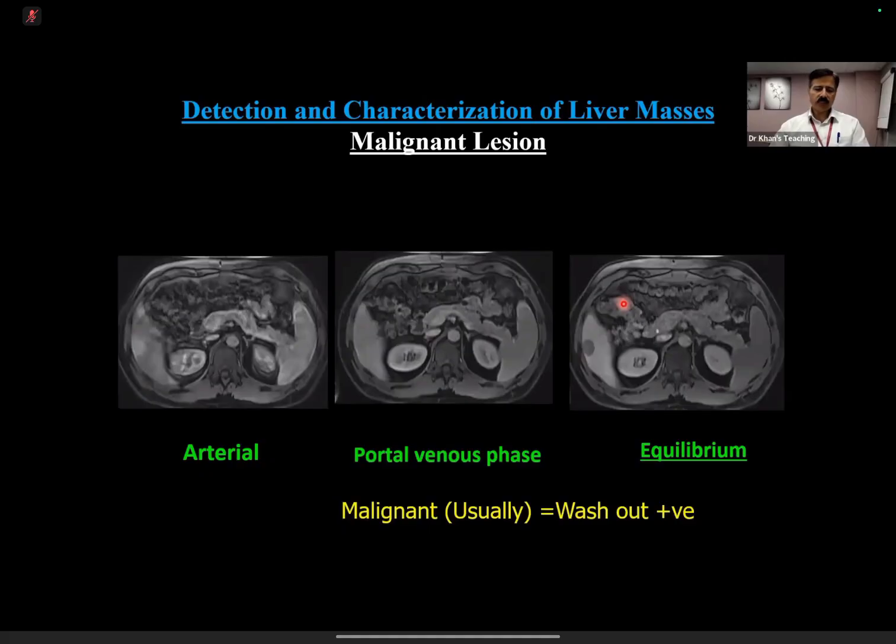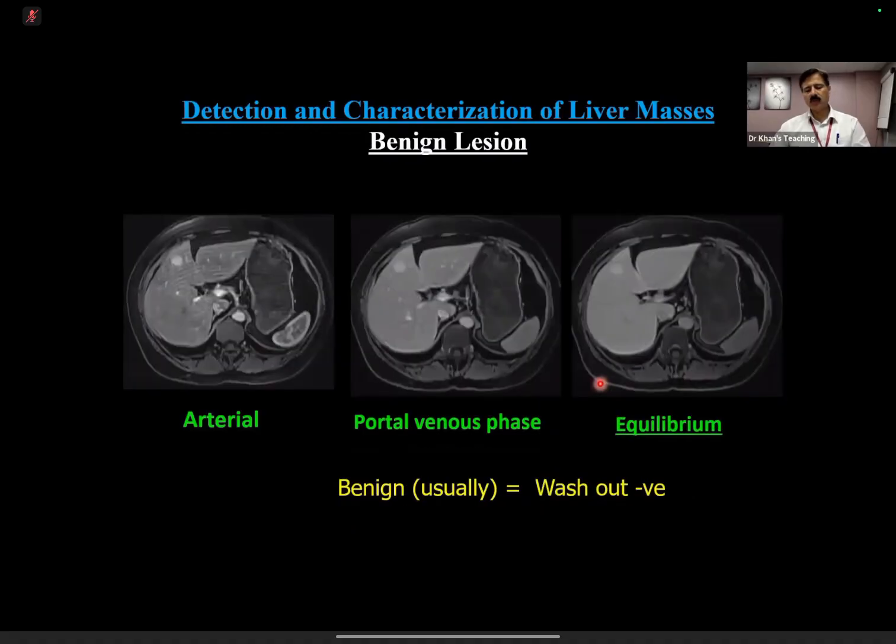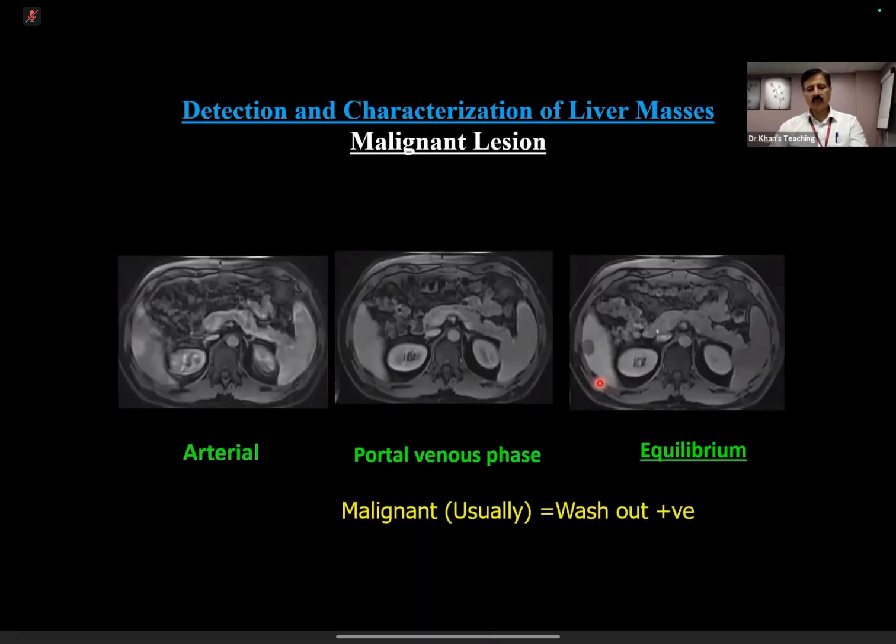Look at this case. This is a metastasis, and on arterial phase it enhanced, maybe a bit of washout. If you look carefully, there it becomes blacker or hypointense as compared to the parenchyma. And then on equilibrium phase, this becomes more obvious. So take home point is that malignant lesions show washout. This is the key thing to remember. Benign lesions, no washout. Malignant lesions, there is washout.